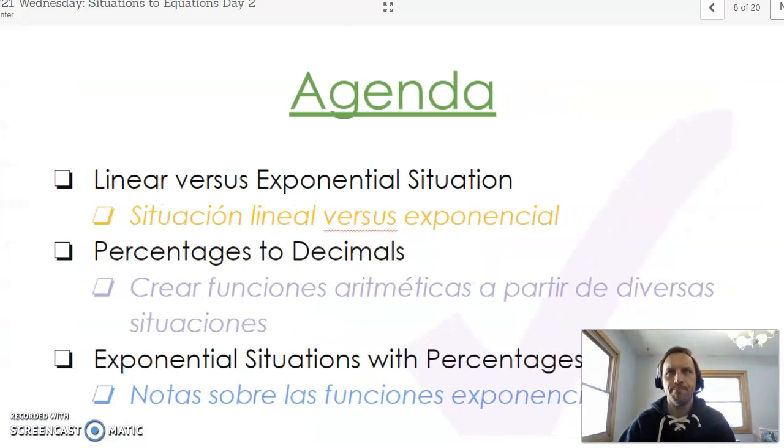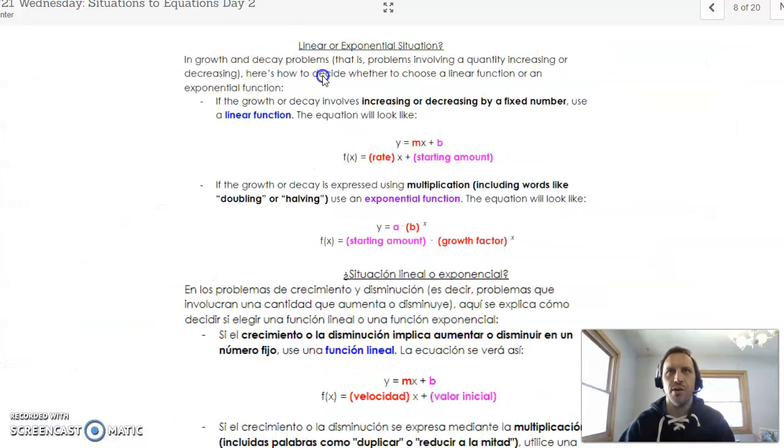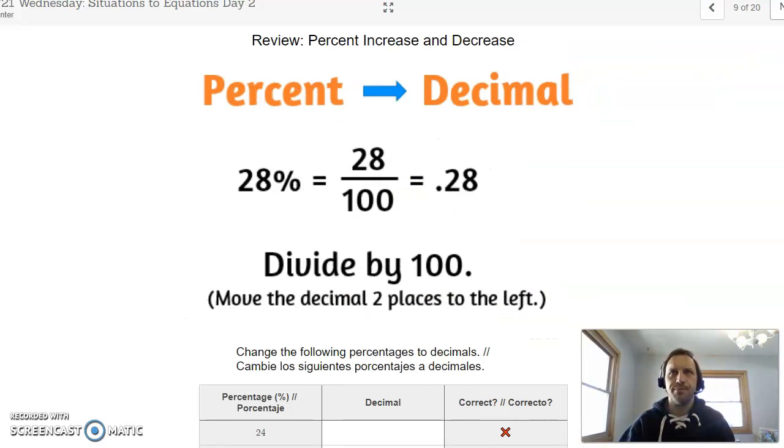Here's our agenda. And let's look at these notes, right? Linear exponential situation. We dug into this yesterday. We have it's either linear or it's exponential. Today we're going to focus on exponential. And before we do this, let's flash back to middle school here, where we talk about percents to decimals. And it's really important that you can identify the percent to decimal so that we can move forward in our exponentials. So take a peek here and look at this, all right?